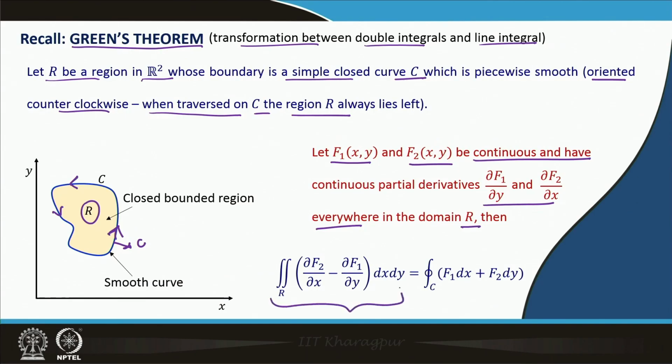this integral of del f2 over del x minus del f1 over del y dx dy, which is the area integral, will be equal to this line integral f1 dx plus f2 dy. This line integral is done over this curve C, which encloses the domain R, and here this is over the region R. So, this Green's theorem will be used in today's lecture. This was just to recall from vector calculus.